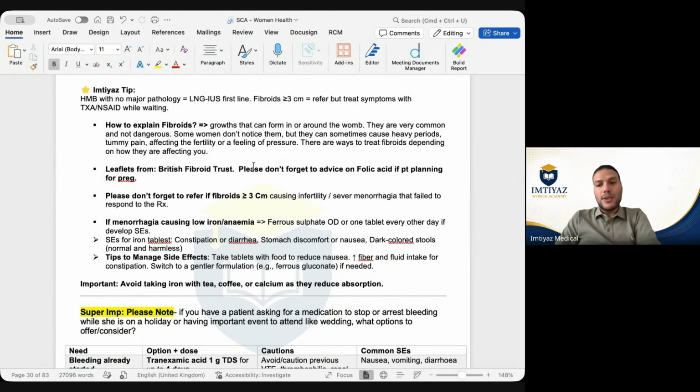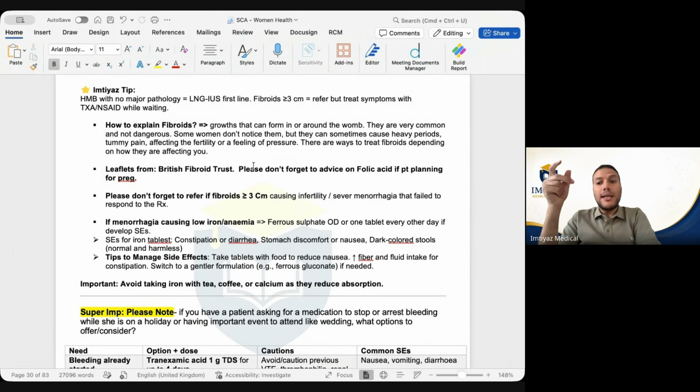Then in the fibroid case, because it is another case scenario, how you can explain fibroid to the patient: it is a growth that can form in or around the womb. Very common, not dangerous, and some women don't notice them. But sometimes they can cause heavy periods, tummy pain, affecting your fertility, or feeling pressure down below. The good news is there are many ways to treat fibroid.